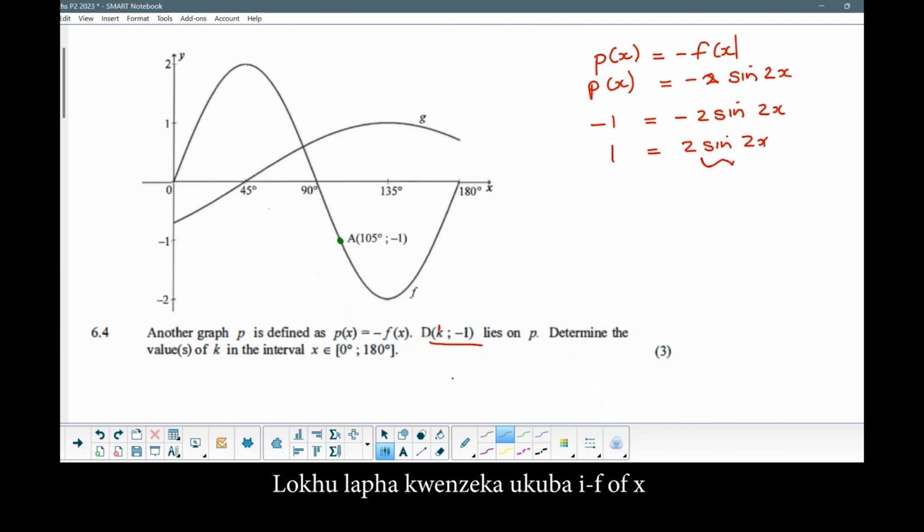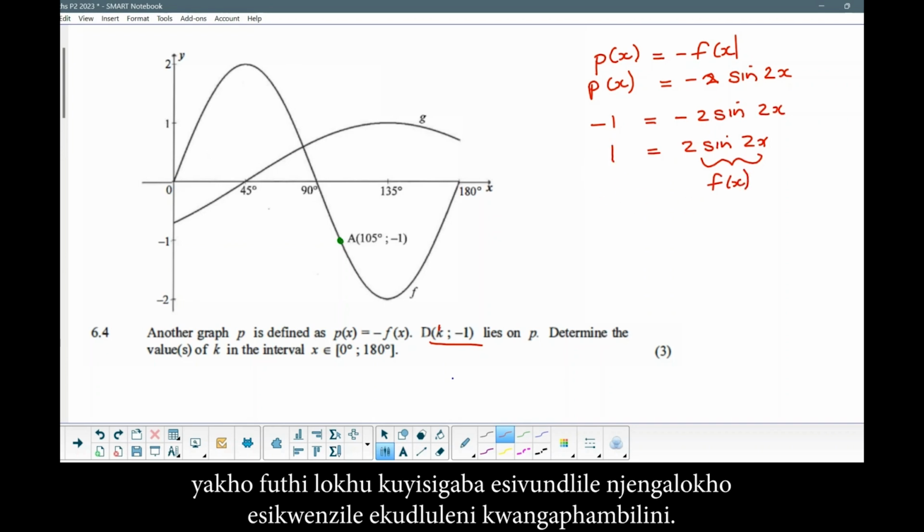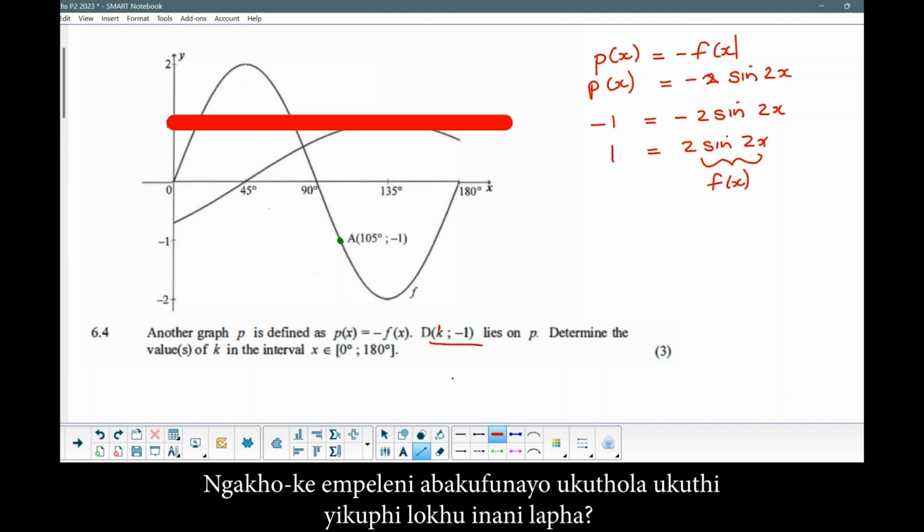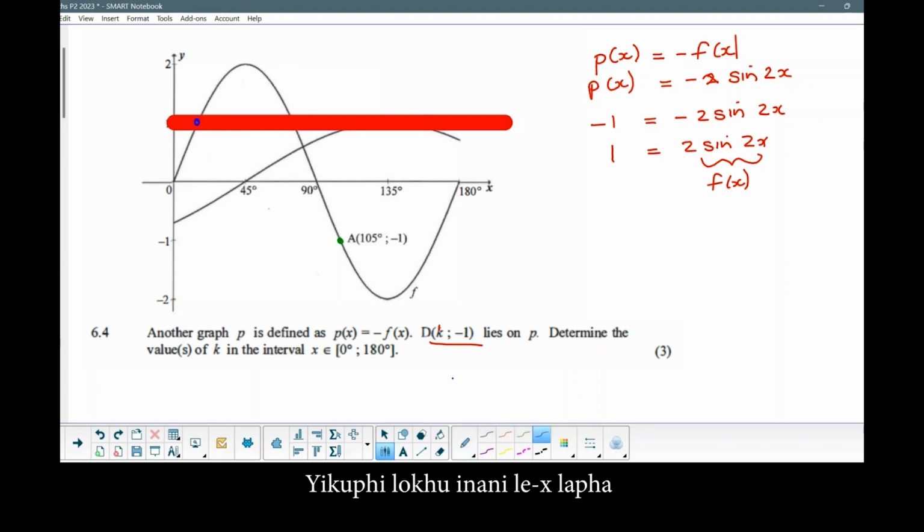Now this here happens to be your f of x. And this is a horizontal line, like we did in the previous one, passing through 1. So essentially what they want us to find is, what is this x value here and this x value here?